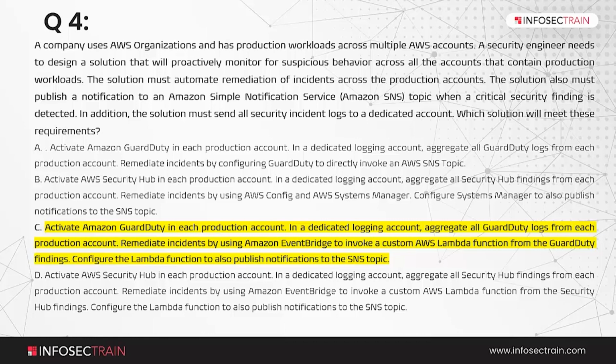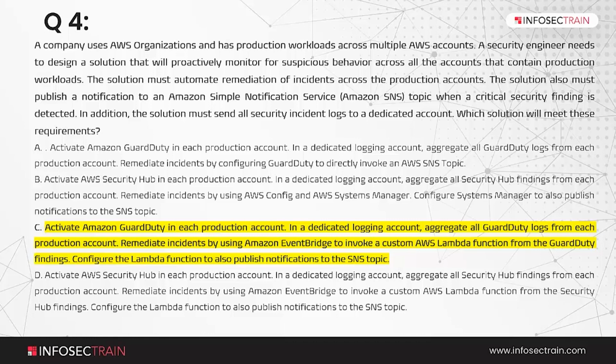So, activate GuardDuty in each production account. In a dedicated logging account, aggregate all GuardDuty logs from each production account. That's a very important thing. You can send the log files from all the production accounts to a centralized account, and you can use a service called EventBridge. We previously called it CloudWatch Events; now it's a separate service called Amazon EventBridge. Amazon EventBridge triggers only when a certain kind of event happens, and using EventBridge, it will invoke a custom Lambda function. Basically, that can help us remediate the issue. Plus, it can also send a notification to the SNS topic, which will inform the administrators.